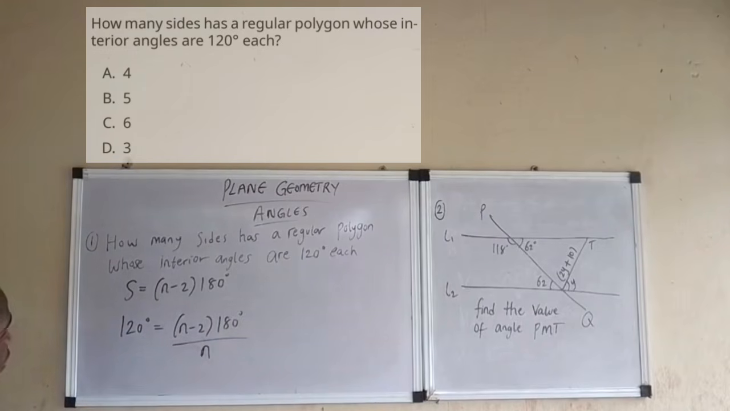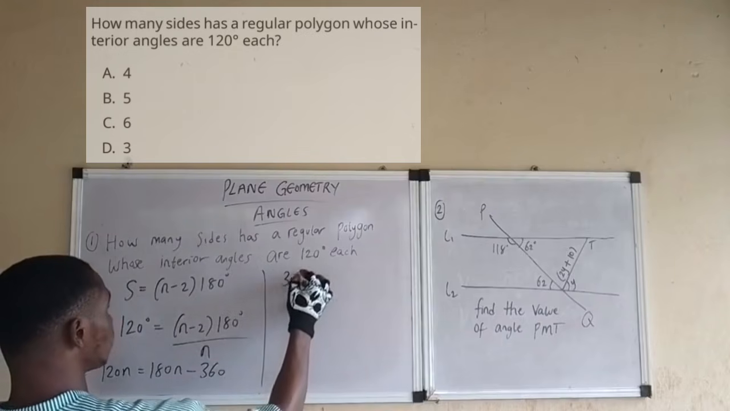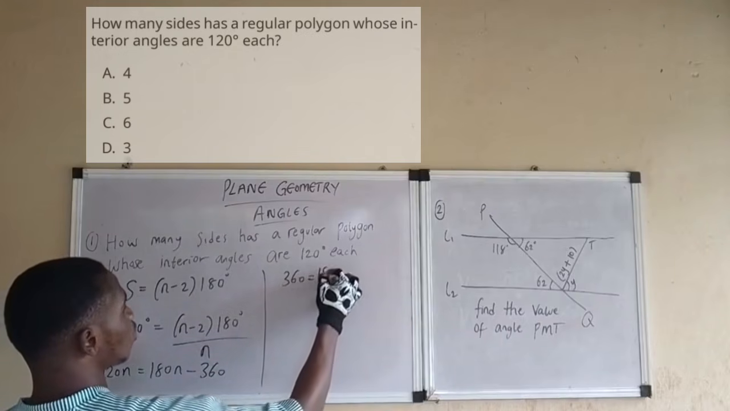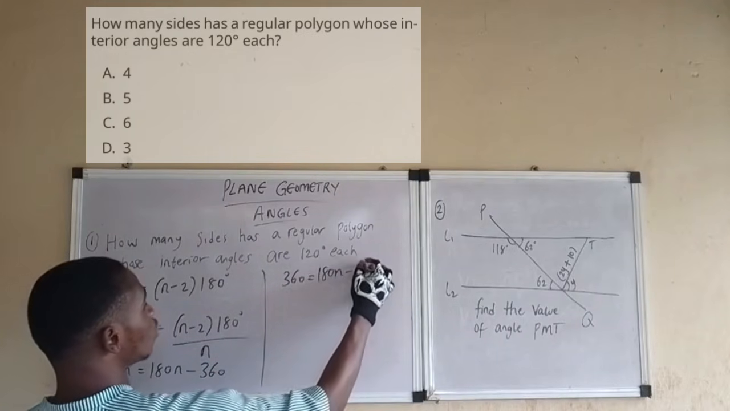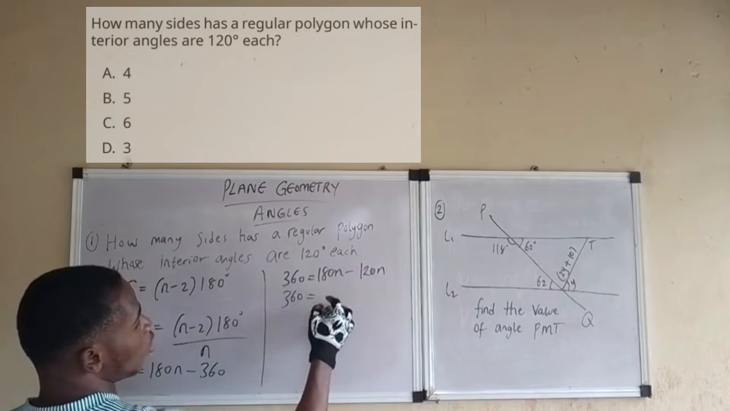So that means we're having 120n equals to what? N minus 2 times 180. That's 180n minus 360. We expand that. So if you collect like terms, what we are going to be having is 360 equals 180n minus 120n. And this is 360 equals what?